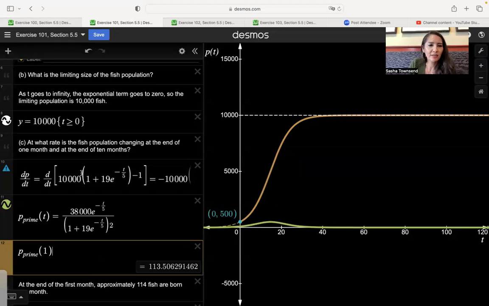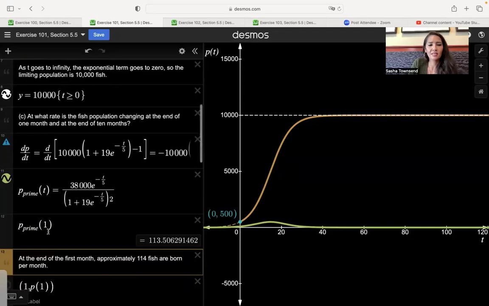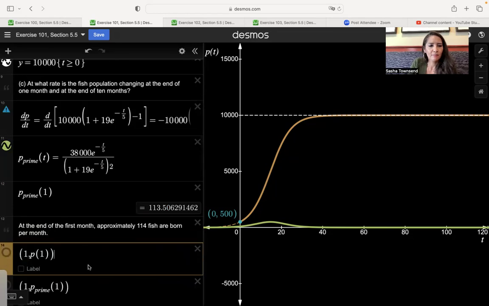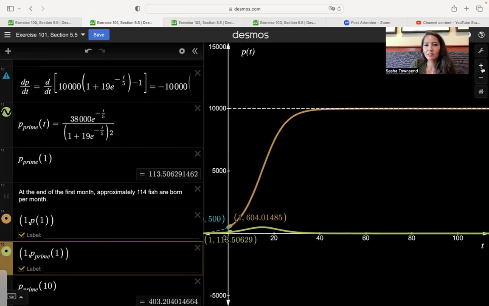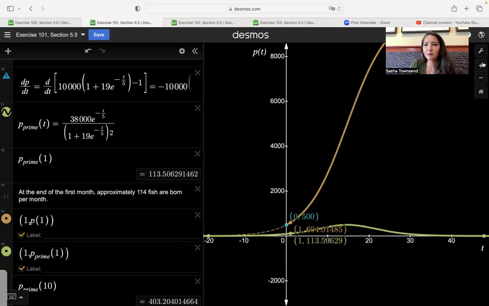Now they asked us for the rate of change at the end of 1 month and at the end of 10 months. So we can just compute P prime at t equals 1, and we get this value. And we can evaluate the function there. We can plot that point. We can also evaluate the derivative there and plot that point. If we zoom in, we can see a little bit better what's going on there.